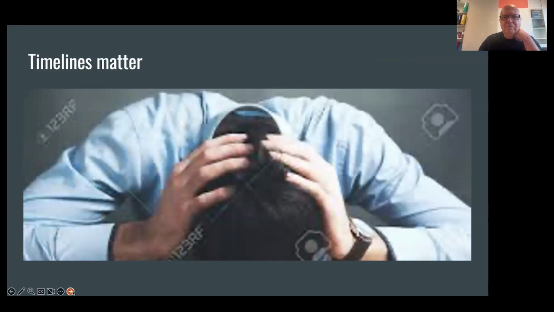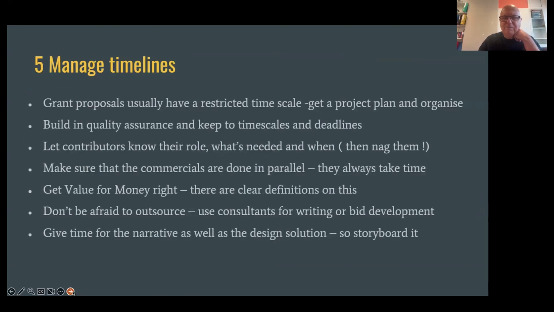And I know you know, but timelines matter. And this is what normally happens. Grant proposals normally have a very limited timescale. So, get a project plan, organize, don't wait. Make sure you build in things like quality assurance to keep to your timescales.